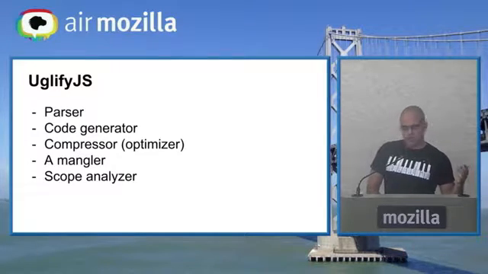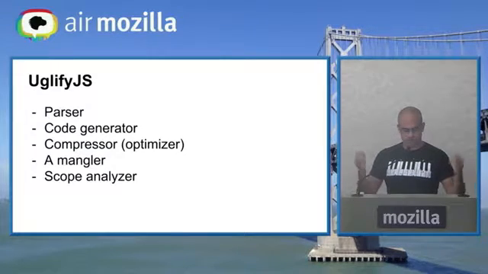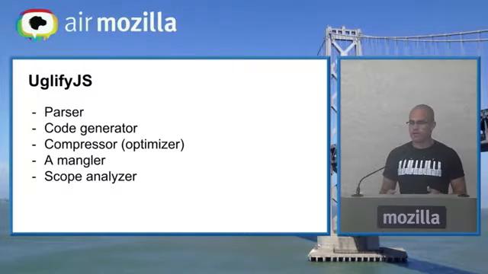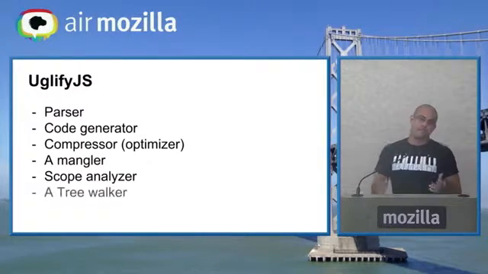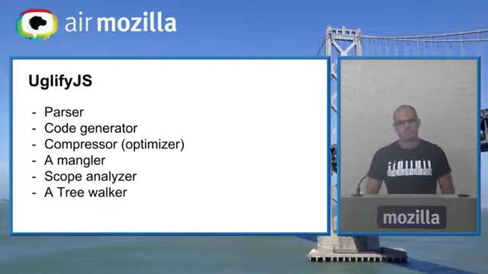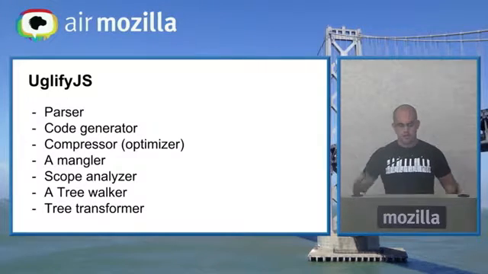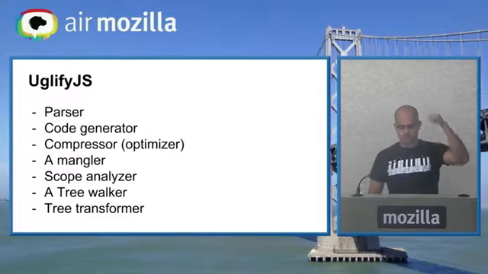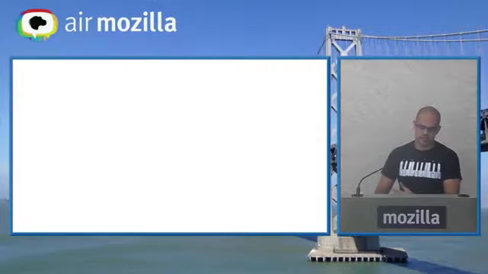We have the scope analyzer, which augments the AST. I really don't know what that means. It says it augments the AST with information about where variables are defined and referenced. Probably people that work with parsers know pretty much what that is, right? I don't know. Tree walker, it's very simple. It's an API so that you can walk the AST. And then we have the tree transformer, which is the API that the compressor uses. So that's an overview of Uglify.js.